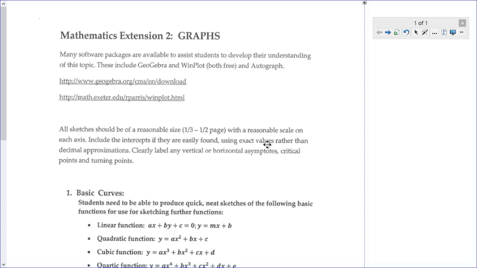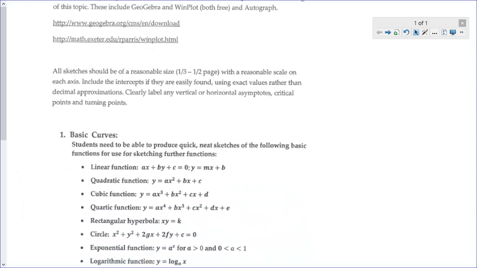When you can find them, use exact values. If you can, never use decimal. So if it's square root of 2, put square root of 2, not a decimal version. And you have to make sure you label any asymptotes, critical points, turning points, points of inflection. Okay, let's move on.